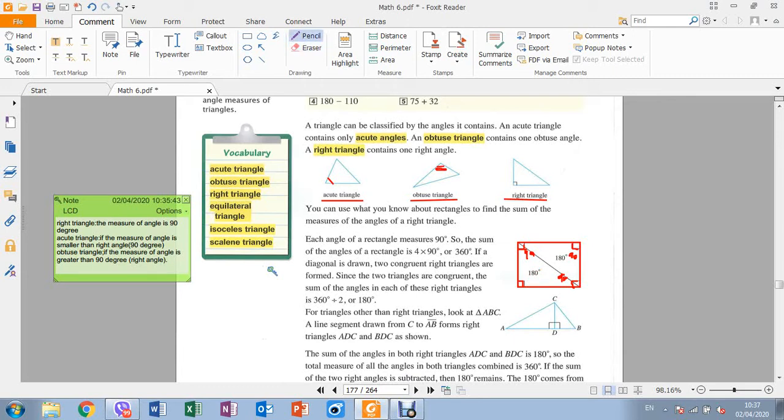And this is 90 too. The measure of these angles is all 90. Why? Because they are right angles. We know the measure of a rectangle is what? 90 plus 90 plus 90 plus 90. They equal how many? 360. Because we have four right angles, 4 times 90 equals 360. Now I have 360.